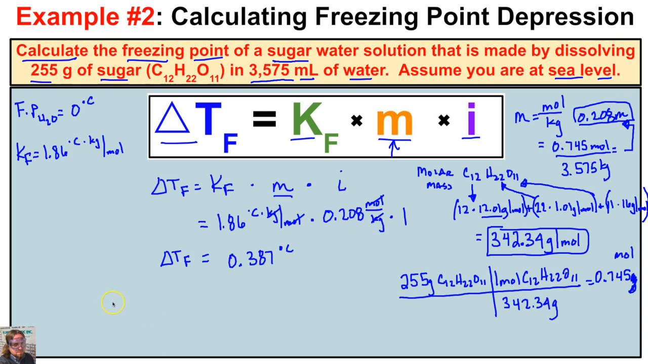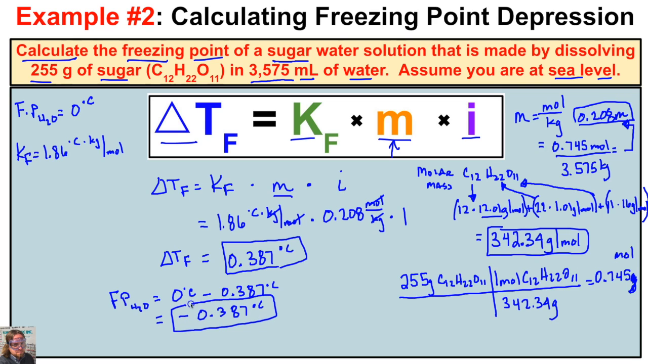We know normally that the freezing point of water is 0 degrees Celsius. We now need to subtract the change in our freezing point, which is 0.387. And we will end up with a new freezing point of negative 0.387 degrees Celsius. There we go. So what is the new freezing point of this solution going to be? Negative 0.387 degrees Celsius. Let's take a look at another example.